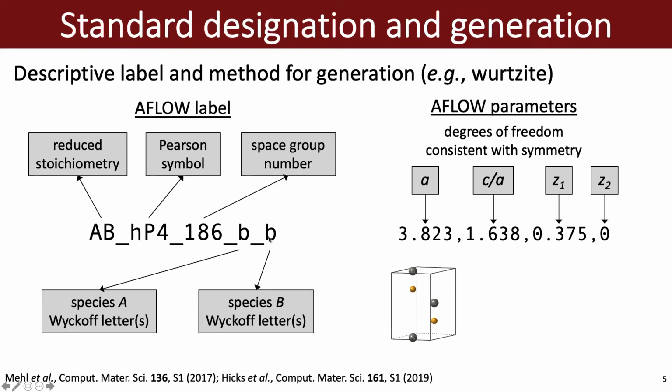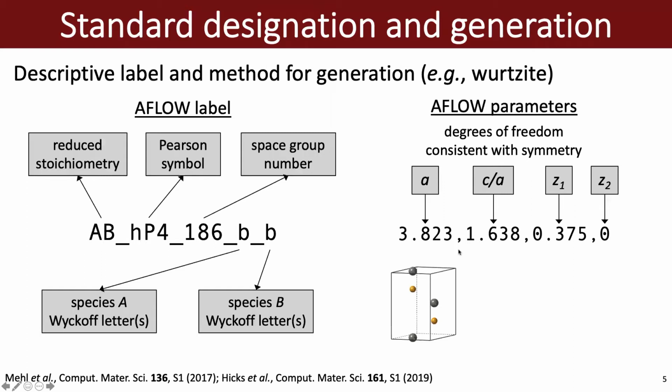And so in addition to this, we may need to provide additional parameters. These are the degrees of freedom consistent with the symmetry designated by this label. For example, for this particular label, we need to specify the lattice parameter A. We give the ratio C over A, and then we give the Wyckoff Z coordinates here. And so these are the only degrees of freedom that you can change that are consistent with this symmetry.